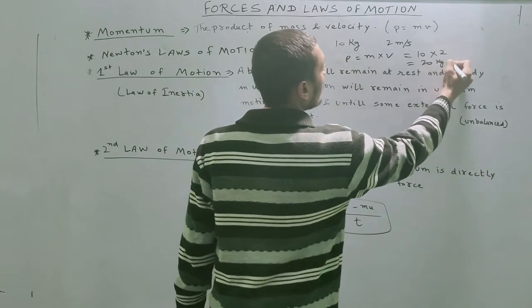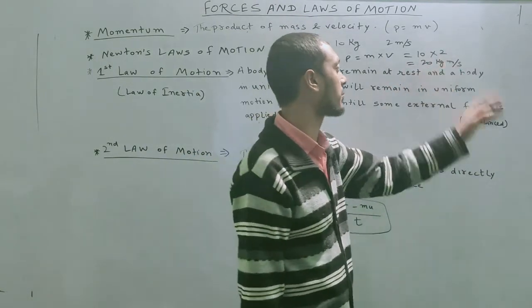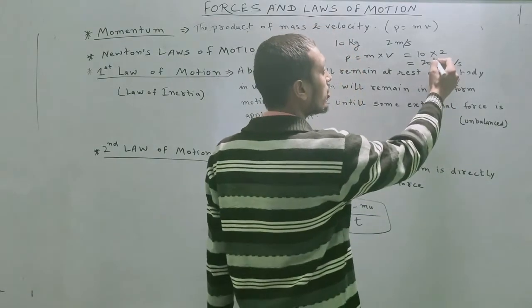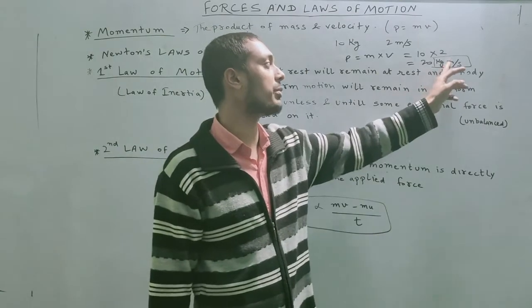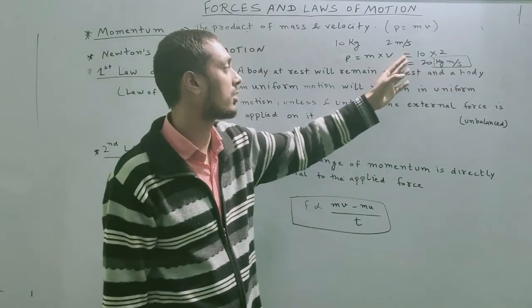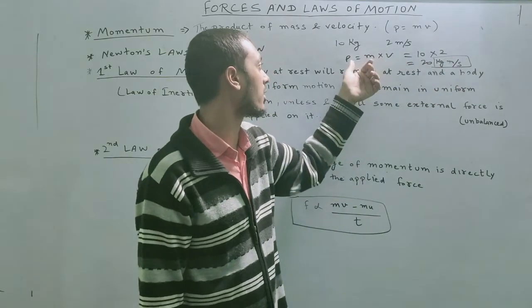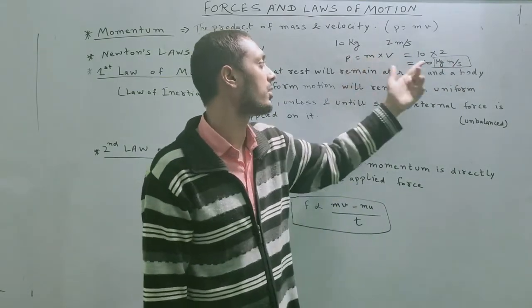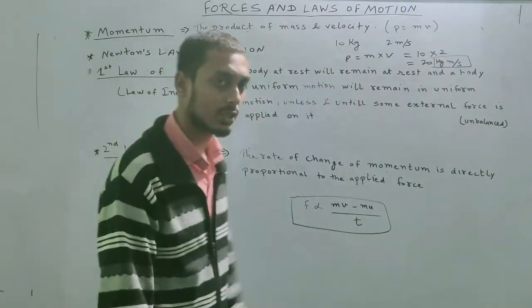kg meter per second. So the momentum is 20 kg meter per second. This is the unit of momentum. What is the unit of momentum? Kg meter per second. Okay? This is a very important point to note. Sometimes it comes in questions that you have to write the unit of momentum, so you have to remember it. Kg meter per second. Okay?